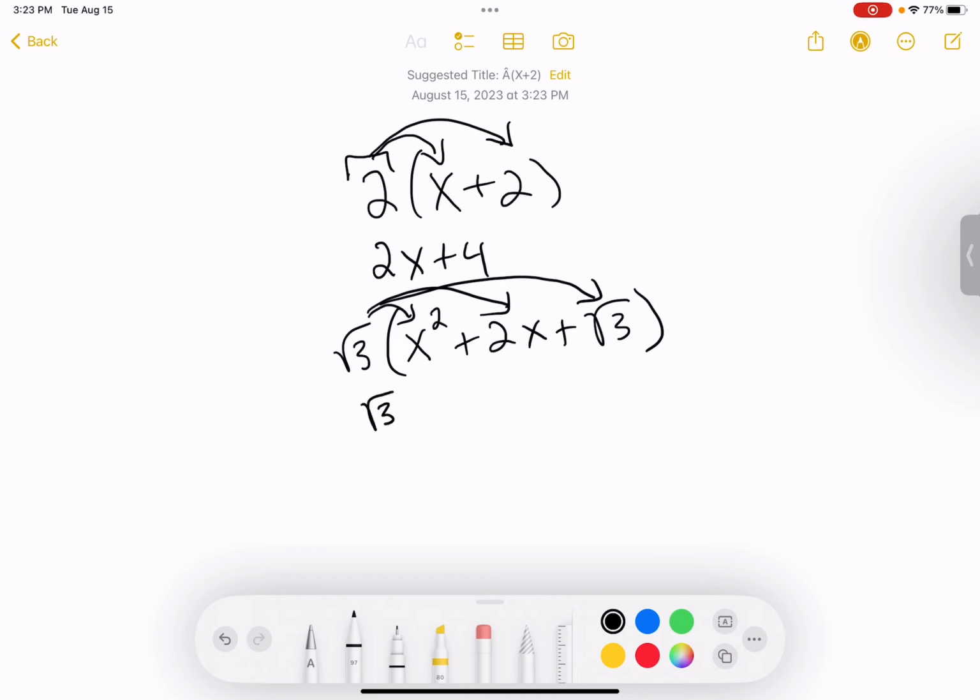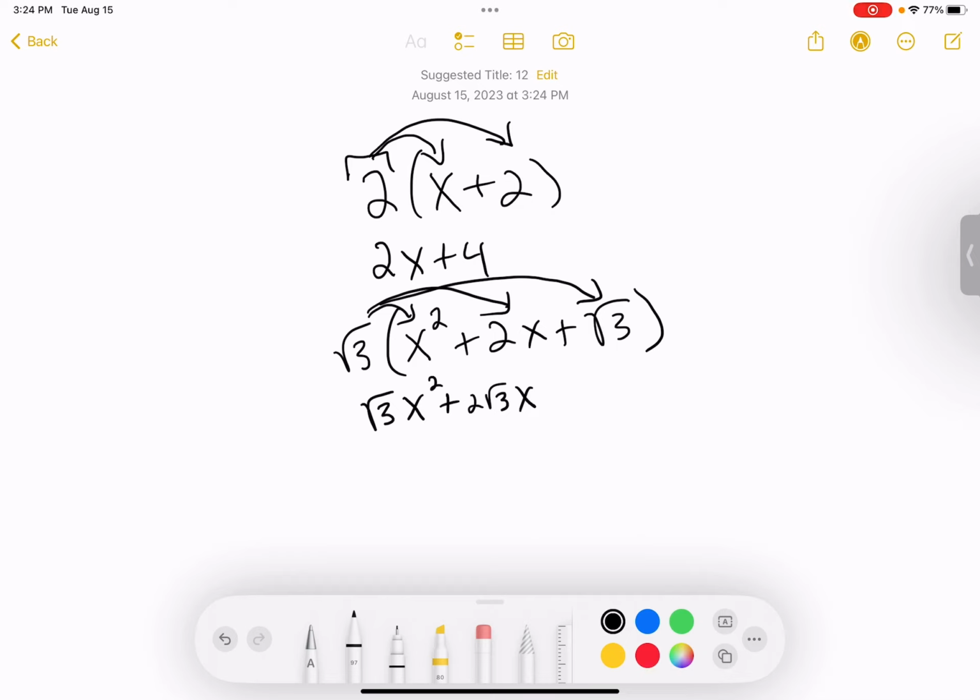The irrational number and this quadratic variable here, they can't combine, so it just goes in front as a coefficient. Same with the 2 and the root 3. You can't combine those because one's rational and one's irrational, so they just stay multiplied together with the x.